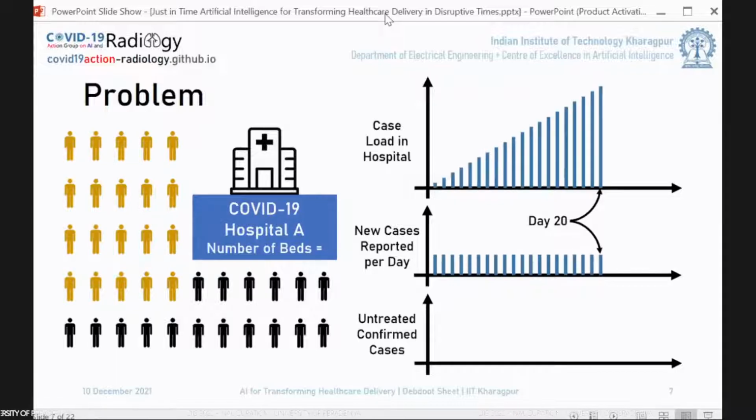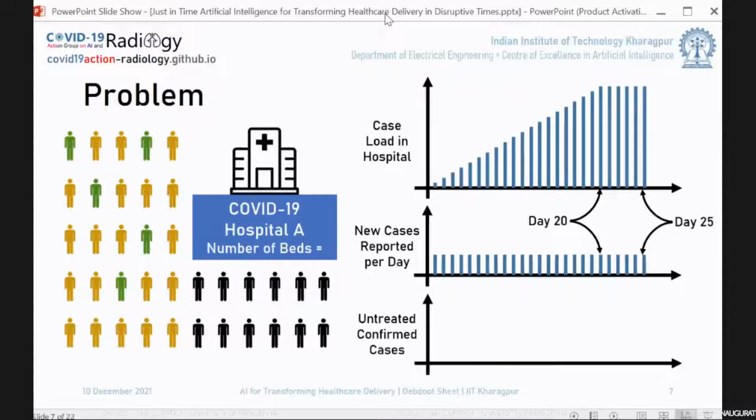So you had 20 cases which you could handle in the hospital, and you have 20 patients over there. Now, what we see is that on the 21st day, one patient moves in over there. But while one patient is moving into the hospital on the 21st day, the first patient is also getting discharged. So that's how we were seeing it. All the green ones are those patients who have recovered from COVID.